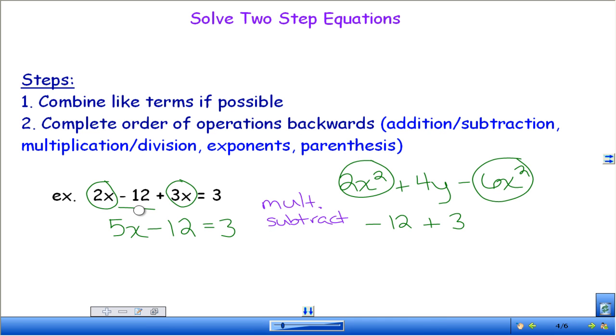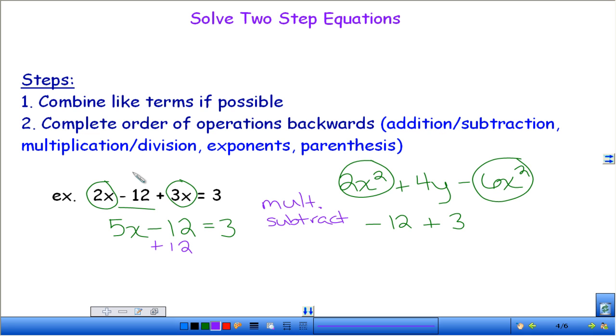This is considered a two-step equation because I have 2 steps to solve this. I need to get rid of the subtraction first, and then I can get rid of the multiplication. But you still have to do the opposite. If I want to get rid of minus 12, what am I going to do? What's the opposite? You're going to add 12. You still have to do the opposite to get rid of it.